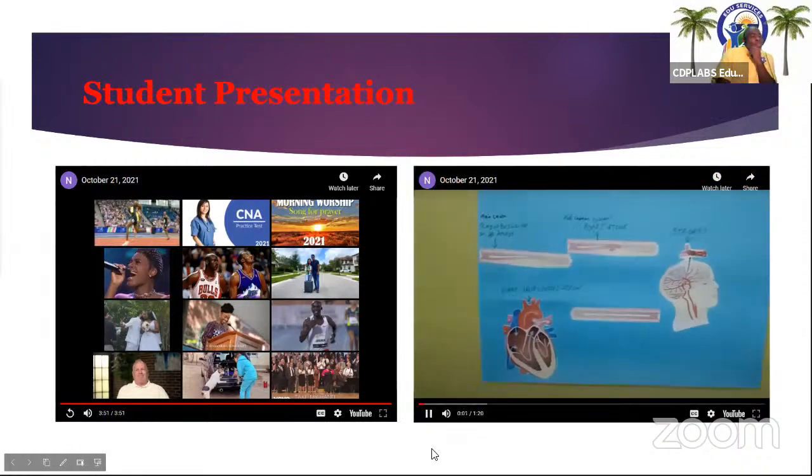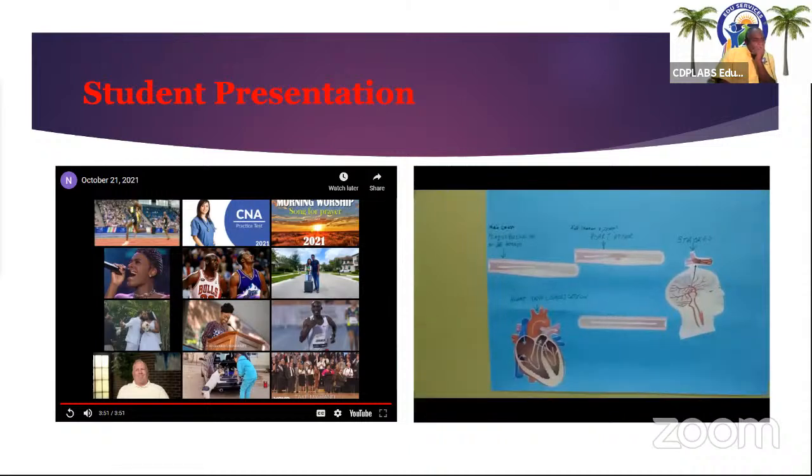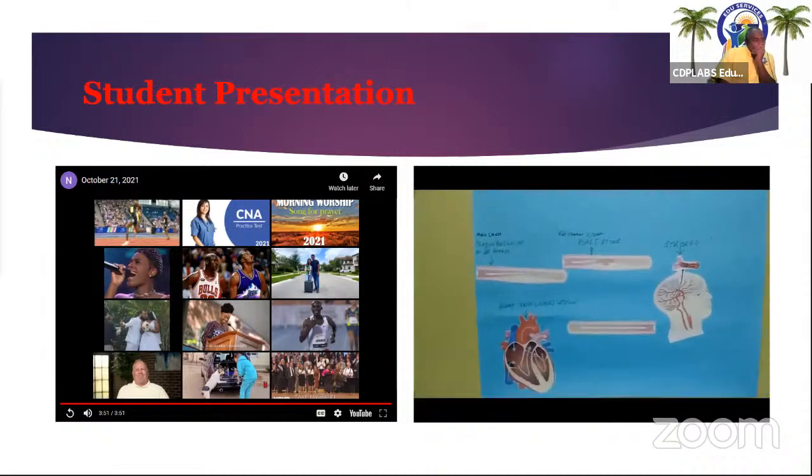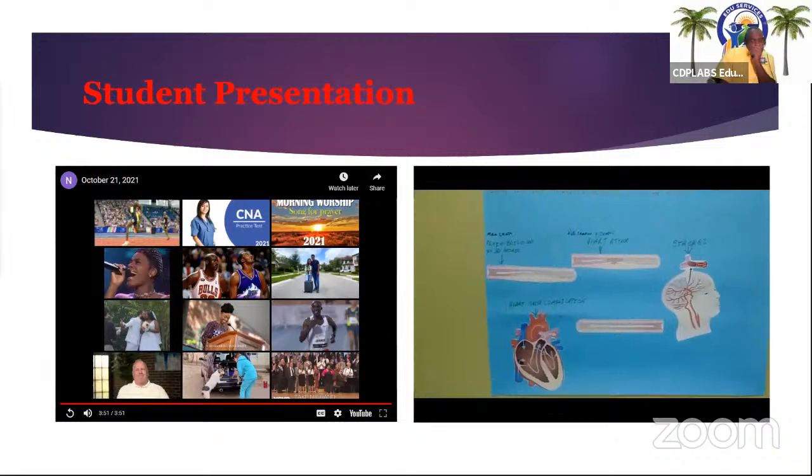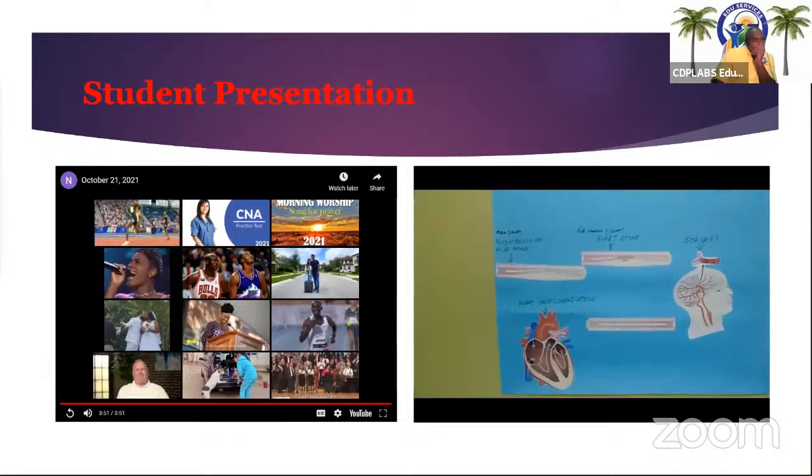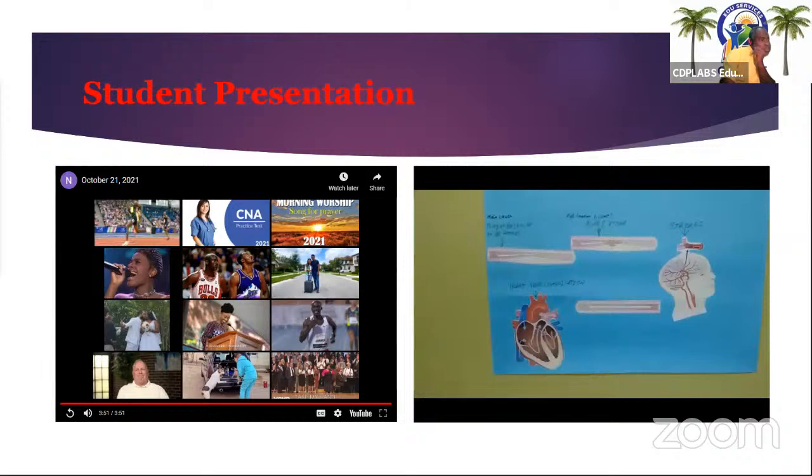So when the heart does not pump enough blood, this causes the left ventricle to get large, right? So yes, the left ventricle enlarges. But guess what happens?